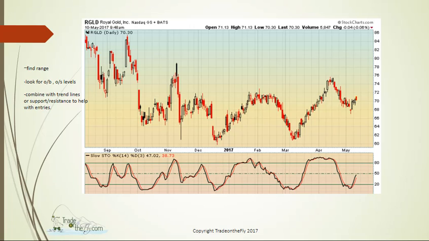Here's a daily chart on RGLD, and you can see that the slow stochastic is set to the default of 14.3. So I'm going to look and identify a range that I can make sense out of. I'm going to start looking for overbought levels and oversold levels within that range as the price changes. I'm going to start using support and resistance levels and trend lines to help guide me in looking for entries off the top and the bottom of that range.